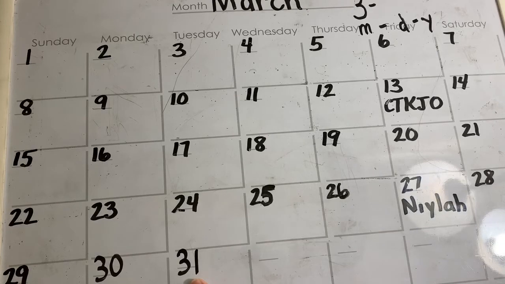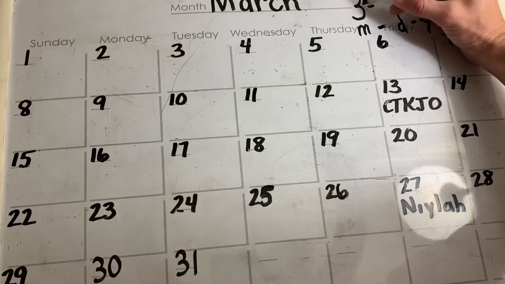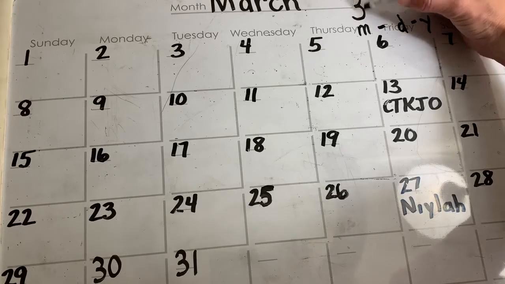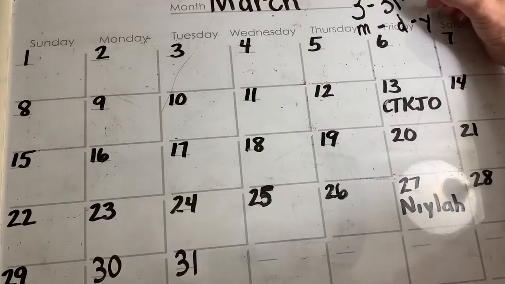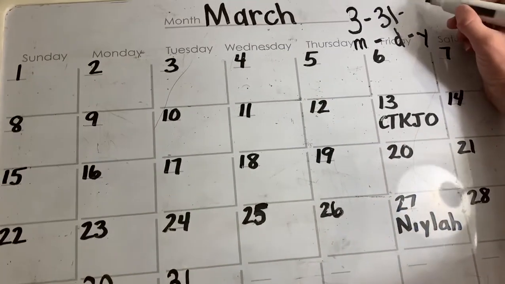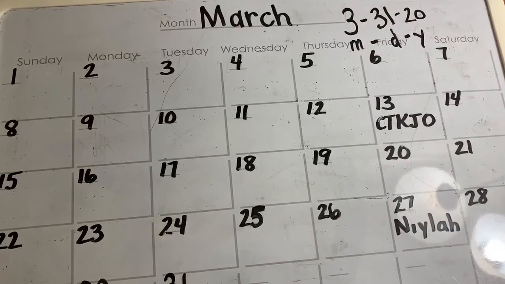So I'm going to put a 31 note down here. I'm also going to put it up here by where I put the day. So this was 3 for March, 31 for today, and our year is 2020. I'm going to put that in my notebook as well. I'm going to keep it on my calendar for now because I want to know about days of the week.